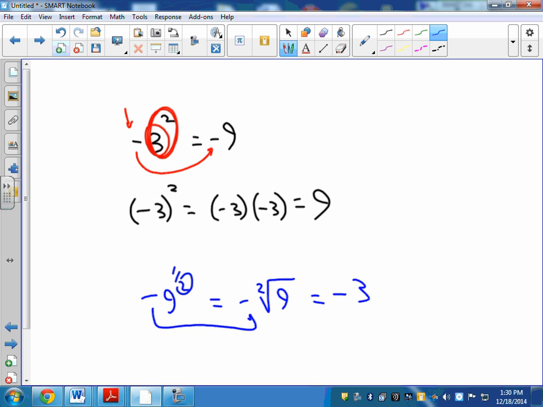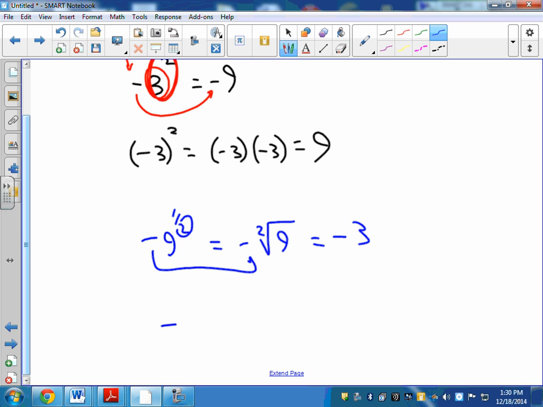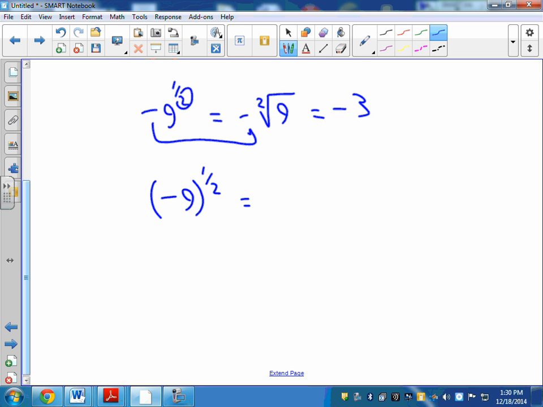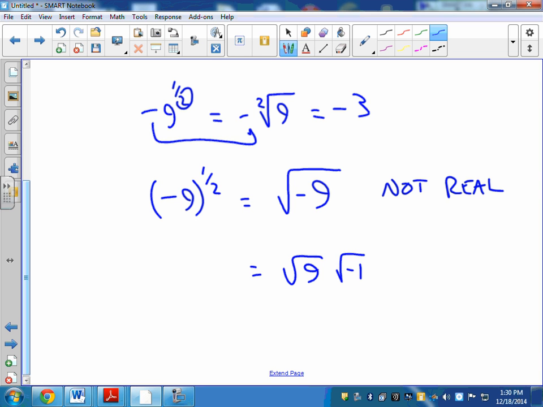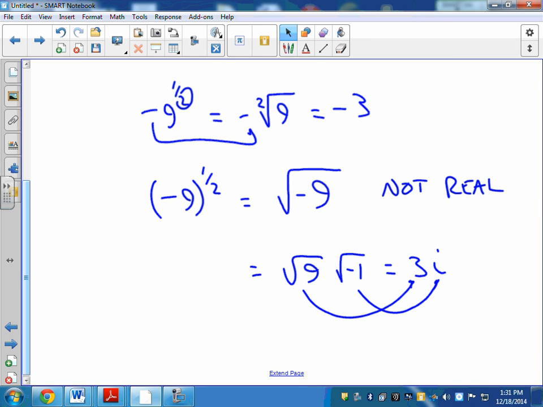No problem with that. On the other hand, if we had this, this is a much more interesting situation. Now we have a square root again, but now the negative 9 is inside, not real. This is not a real number. It doesn't fall on the number line anywhere. Now, if we wanted to invent a new kind of number called an imaginary number, you could call this 3i, right? Square root of 9 is 3, and the square root of minus 1 is i. But yeah, so just be careful when you're dealing with negative signs and exponents.